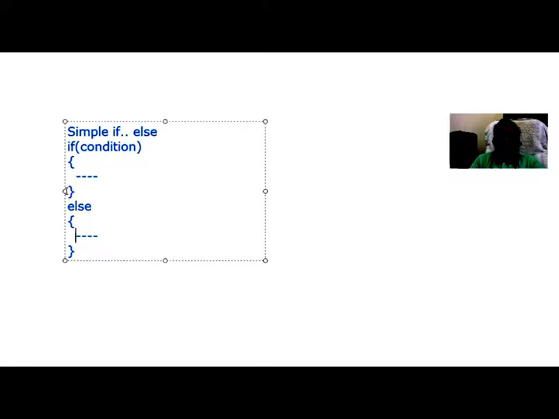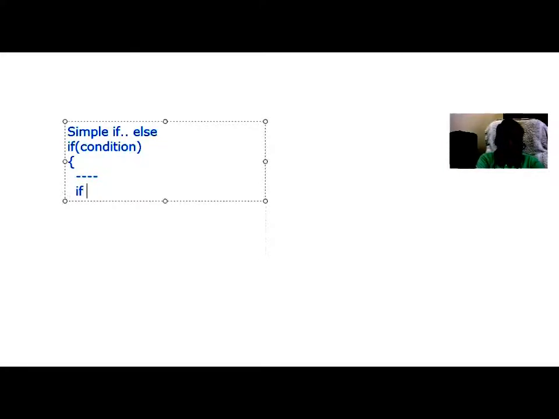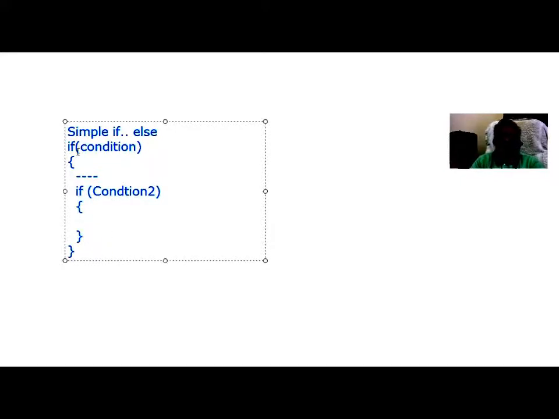Similarly, we can use a nested if condition. What is a nested if condition? We can put an if inside another if, like this. Now this is a nested if. There are two conditions, condition 1 and condition 2. If condition 1 is true, the cursor will move inside this. Again, it will check condition 2. If condition 2 is also true, this part will execute. So we can put one if statement inside another if statement. This is a simple way to use if statements.